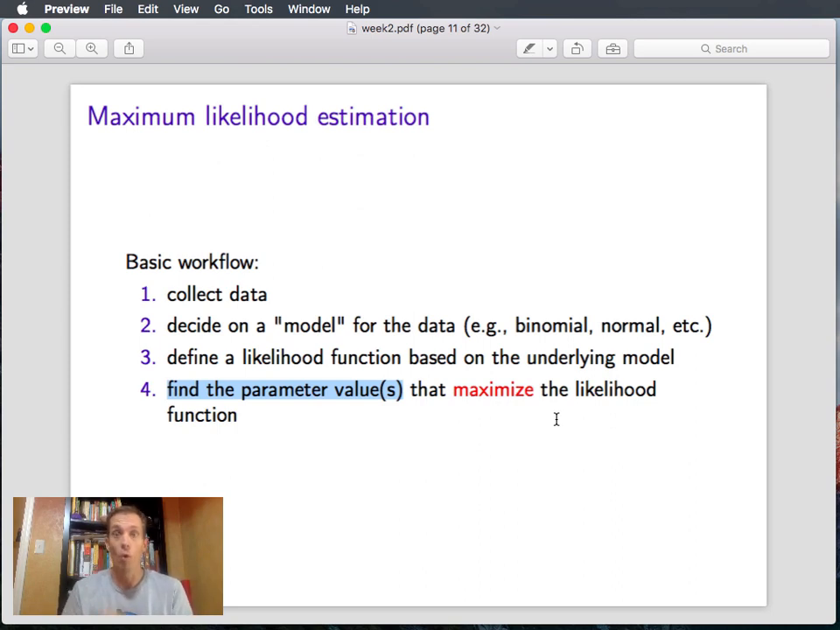In other words, it will tell us what parameter is most likely given the data that we've just seen. So collect data, decide on the model, define the likelihood, and then maximize the likelihood. That's the four-step process for maximum likelihood estimation.